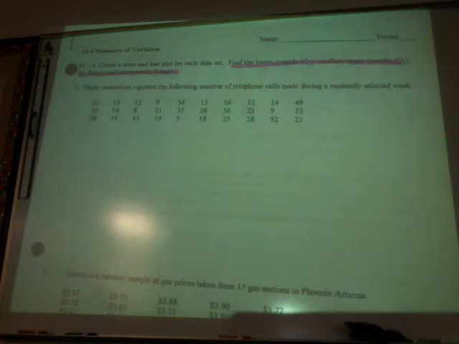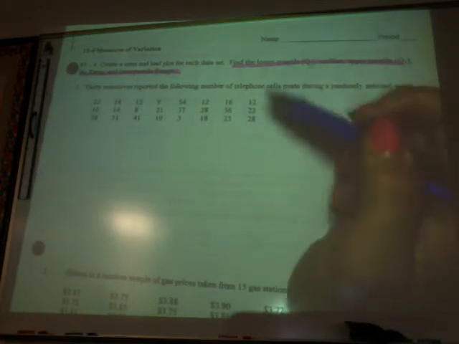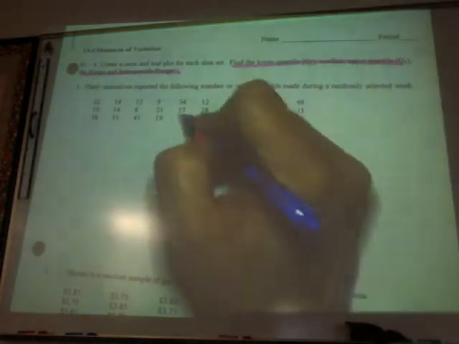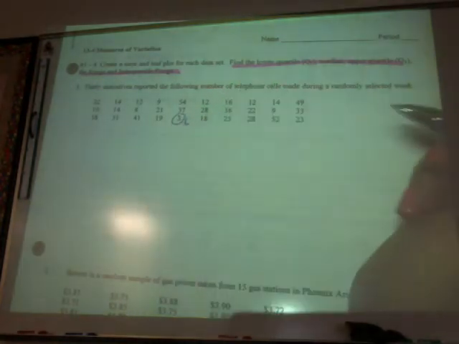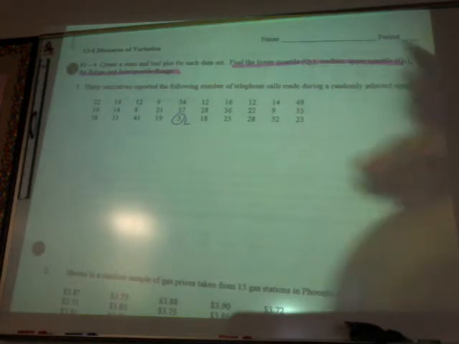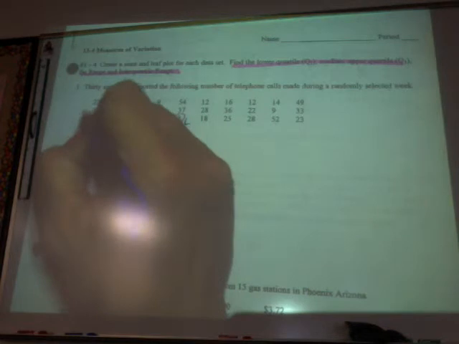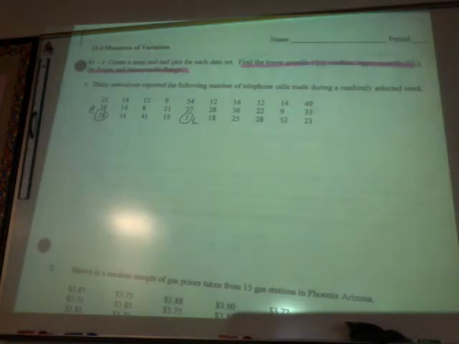Let's identify our lowest number and our highest number. What's our lowest number? 3. So circle that. That's your L, your low number. And what's our highest number? 58, nothing higher than 58, right? So circle that. That's our high piece of data, H. So that means that I need to go from 3 to 58.